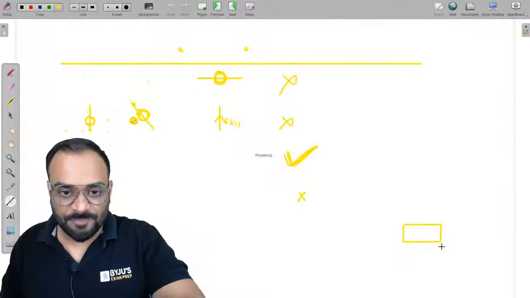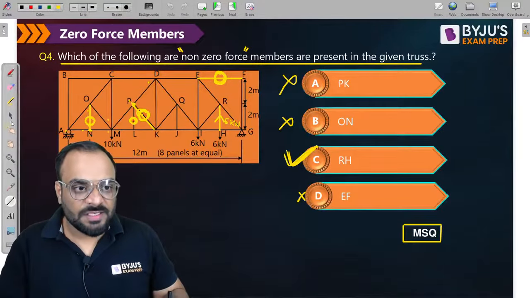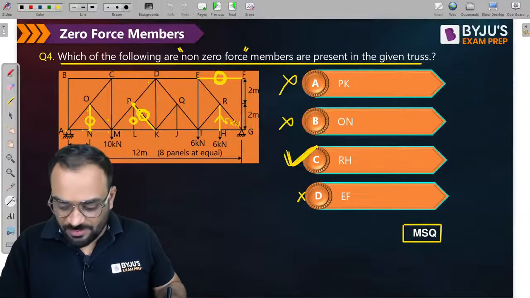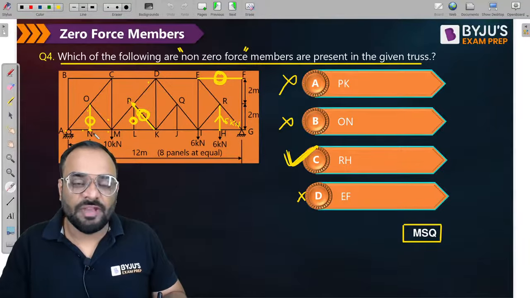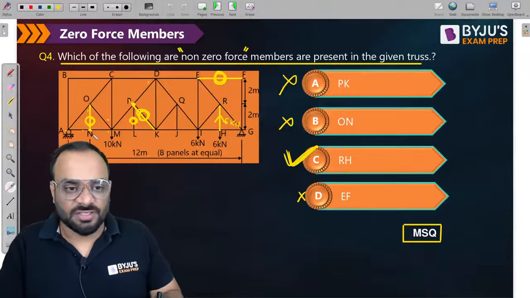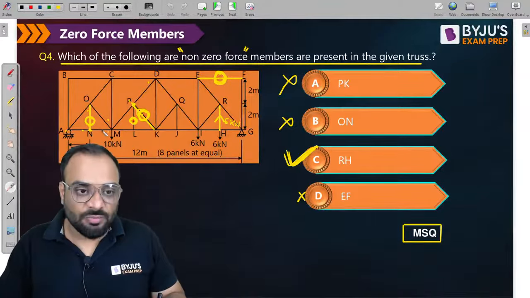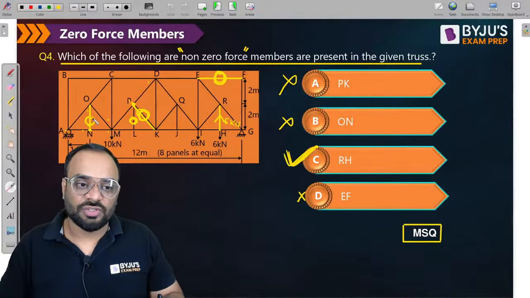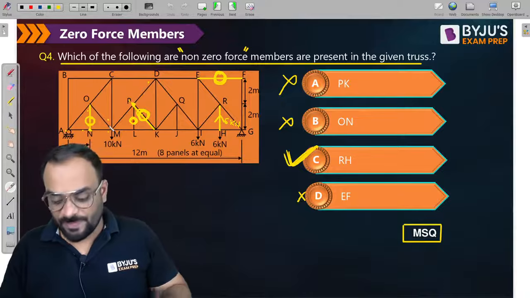How ON? Listen, it is very simple. Tell me, Shahid, at the joint N, we don't have any kind of external loading or external support reaction. So at this particular joint, only 3 members are meeting. And these 2 members are collinear. This one is non-collinear. So definitely it will be a zero force member, right?